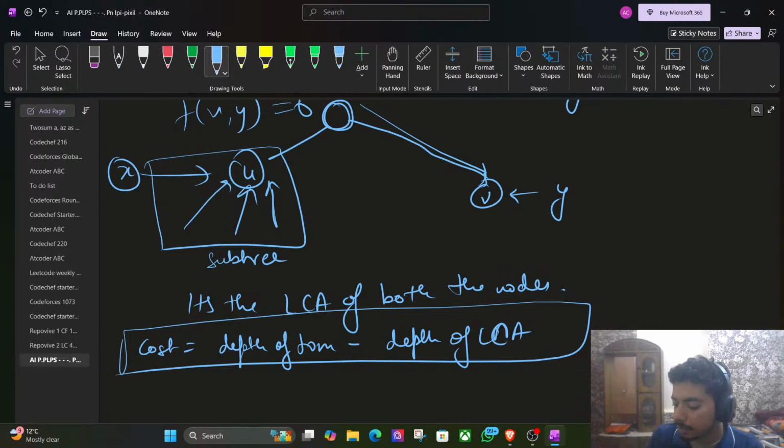Okay. So Tom has to move this many number of steps for a particular u and B. Correct. Yes or no?